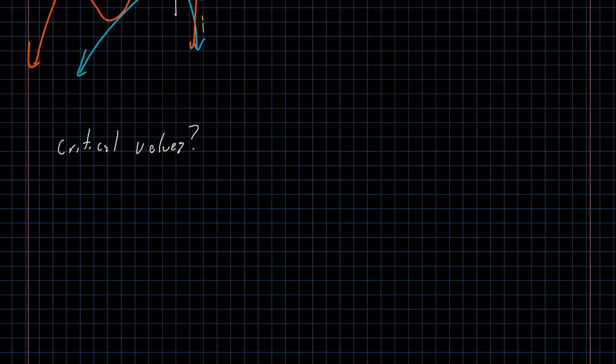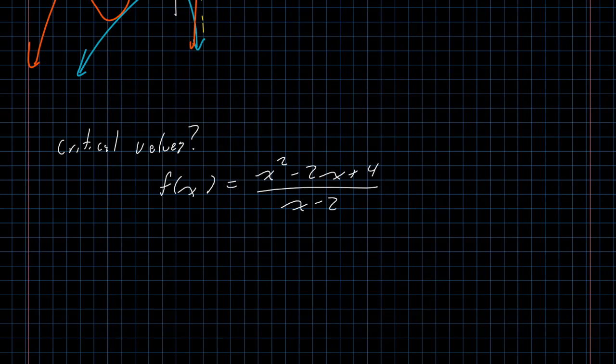All right, because we have the first derivative test and the second derivative test, and we're also going to be looking for concavity anyway, I'm going to look for critical values. I'm not going to test to determine if they are actually extrema or not. I'm just going to list out all of my critical values. So remember my original function, f of x is x squared minus 2x plus 4 all over x minus 2.